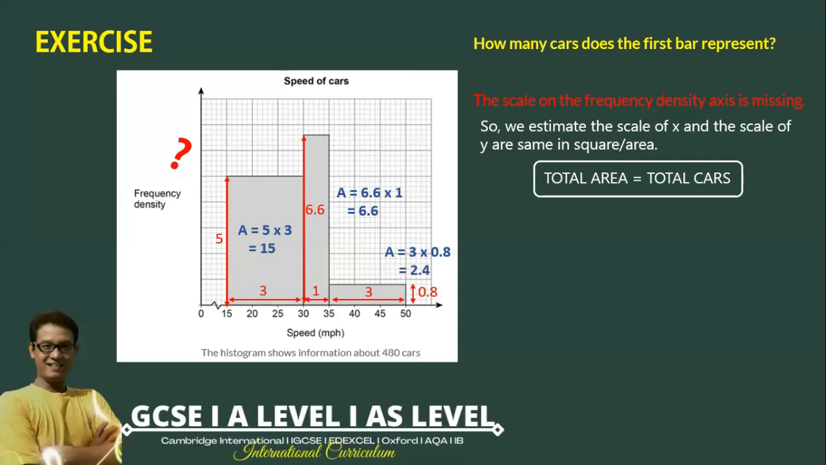Okay, students, total area equals total cars. So it means 15 plus 6.6 plus 2.4, in the bracket squares, equals 480. Means 1 square equals 480 divided by 24. So we find 1 square equals 20 cars. Right? It's very easy.